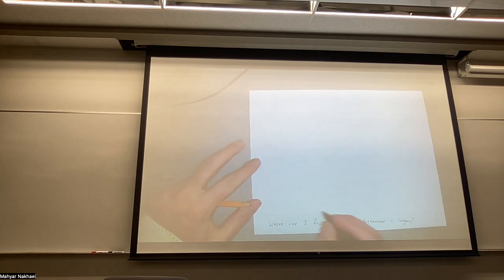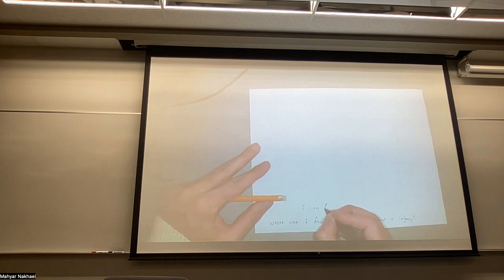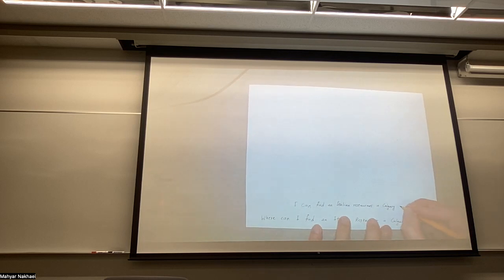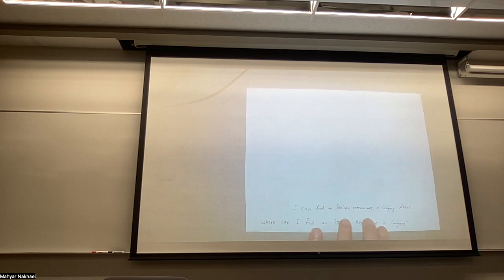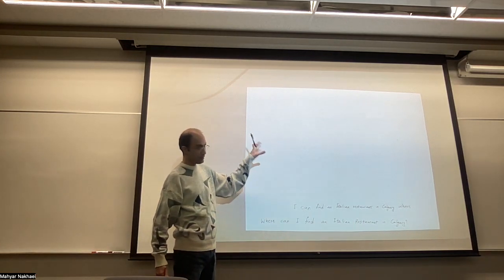So let's write the non-interrogative sentence. I can find an Italian restaurant in Calgary on 17th Avenue, or where. I can find an Italian restaurant in Calgary where. So now draw the tree for this sentence, and then we will do a little bit of magic.